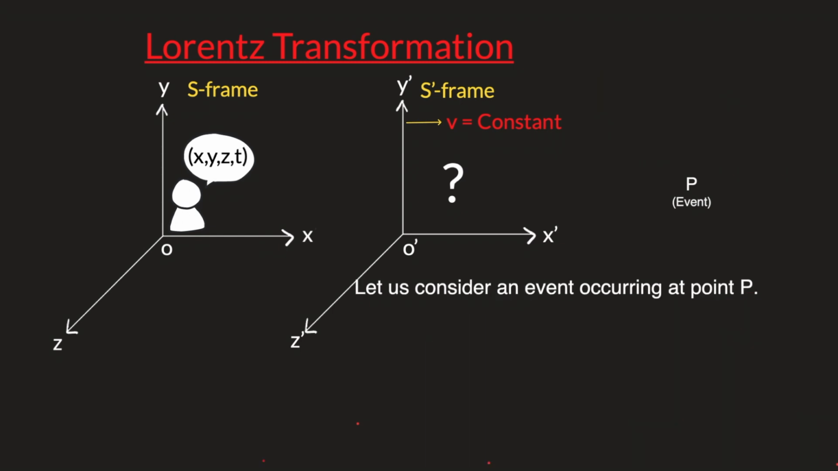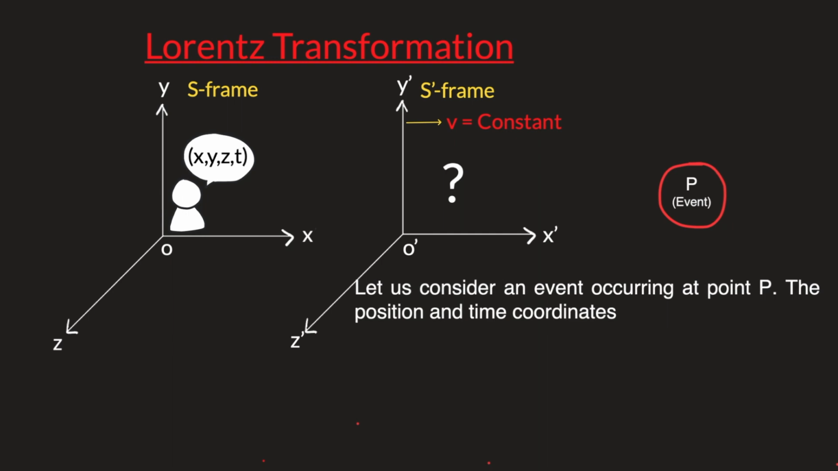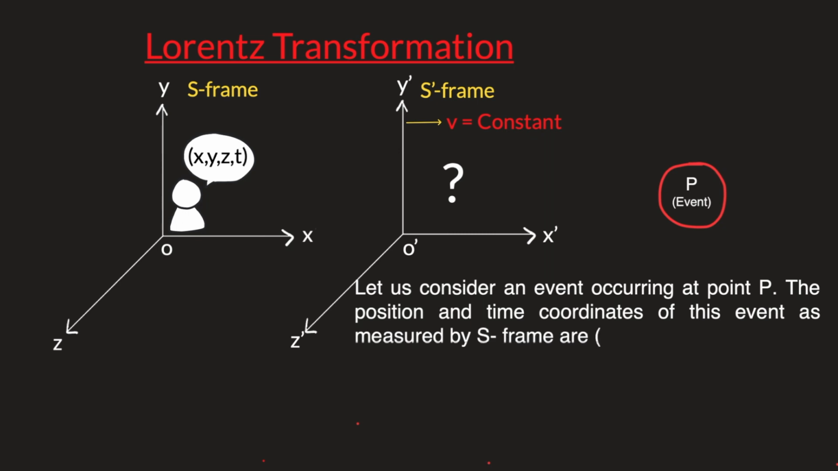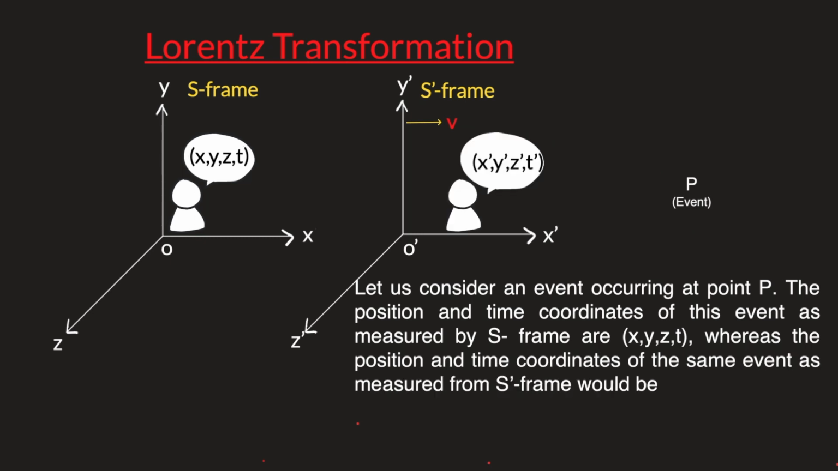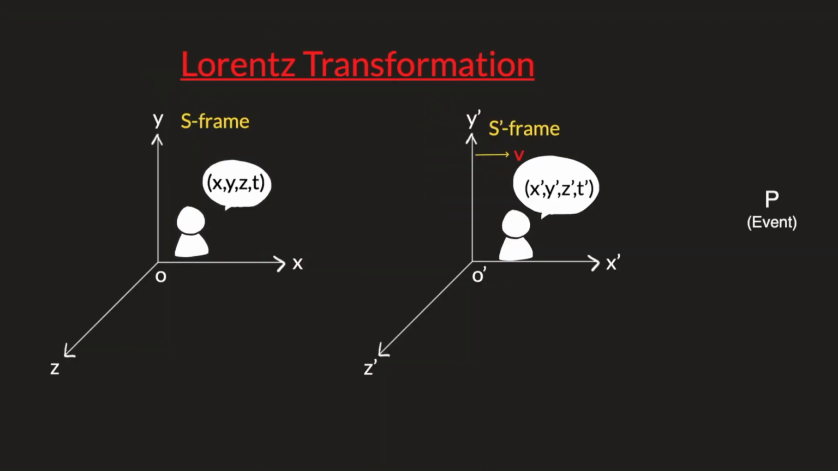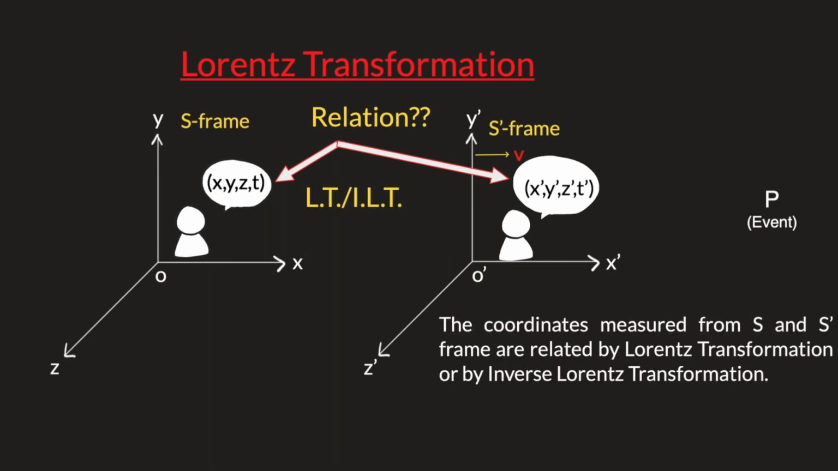Let us consider an event occurring at point P. The position and time coordinates of this event as measured by S frame are x, y, z and t, whereas the position and time coordinates of the same event as measured from S dash frame would be x dash, y dash, z dash and t dash. Now the question arises, how are these two observations related to each other? The answer to this question is Lorentz transformation or inverse Lorentz transformation.